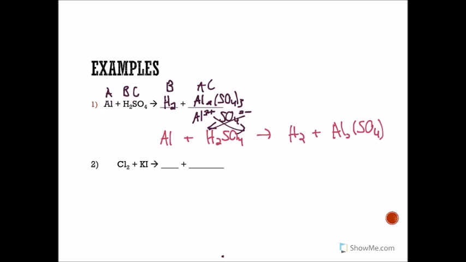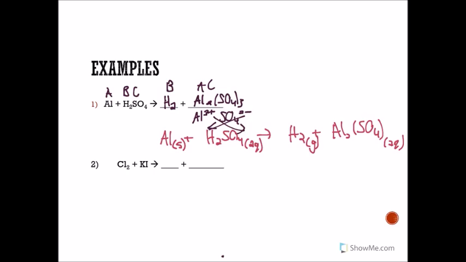We can do our states. Anything by itself, any element by itself, is a solid unless it's diatomic, then it's a gas. The compounds on our reactant side are always aqueous, and the compounds on our product side we need to look up. If we look that up on our solubility chart, we look up sulfate. Sulfate paired with aluminum is under all others, which is soluble, therefore it is aqueous.